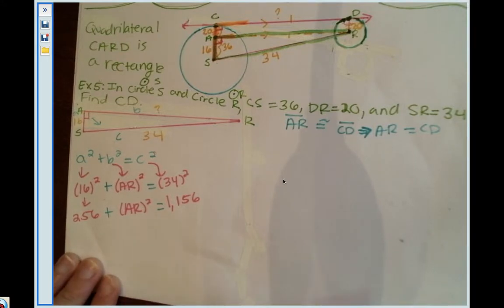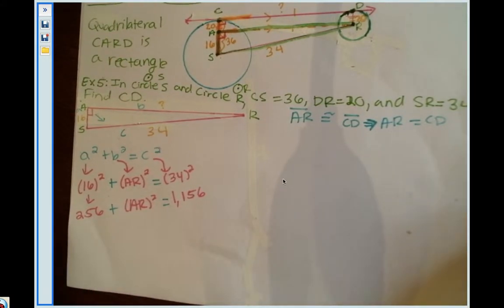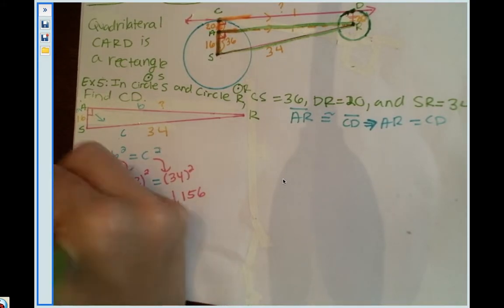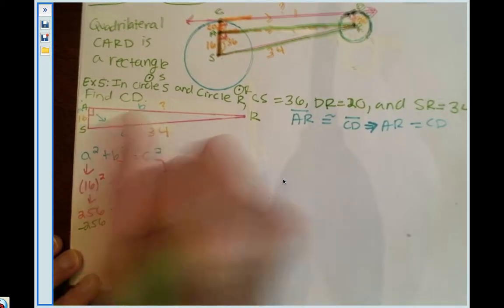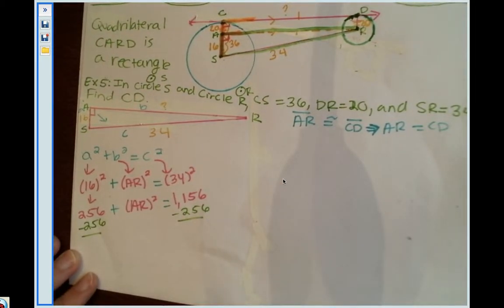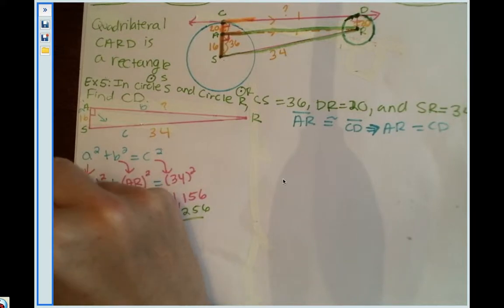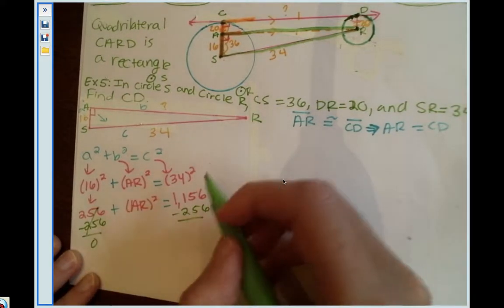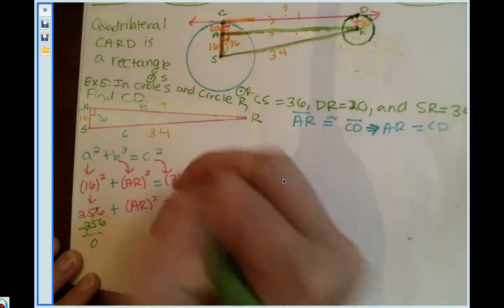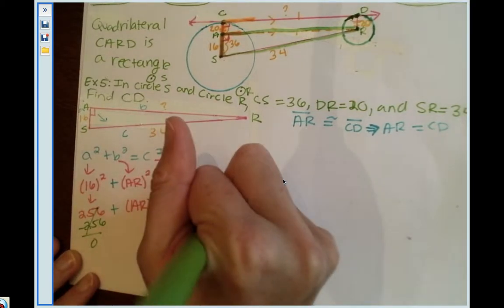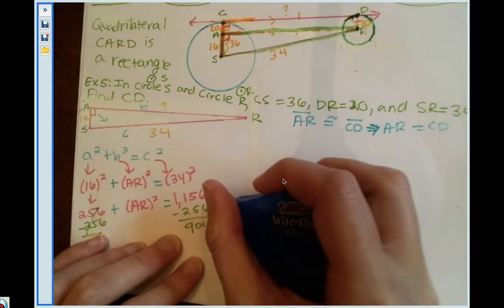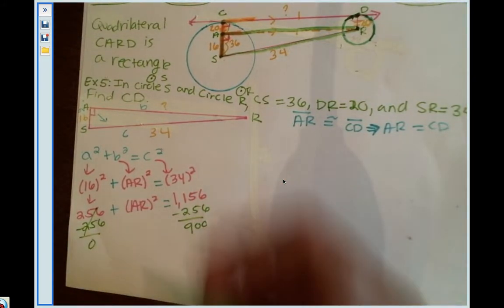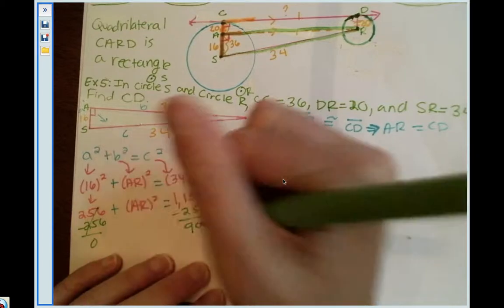So I need to get AR squared by itself. How do I move a positive 256 to the other side? I would subtract that bad boy on both sides. Which 256 minus 256 cancels and turns to 0. 1,156 minus 256 gives me 900. Oh, not 9,000. Sorry, 900. The demon cats almost got me. That car alarm. I knew that the demon cats are close because I heard that car alarm.